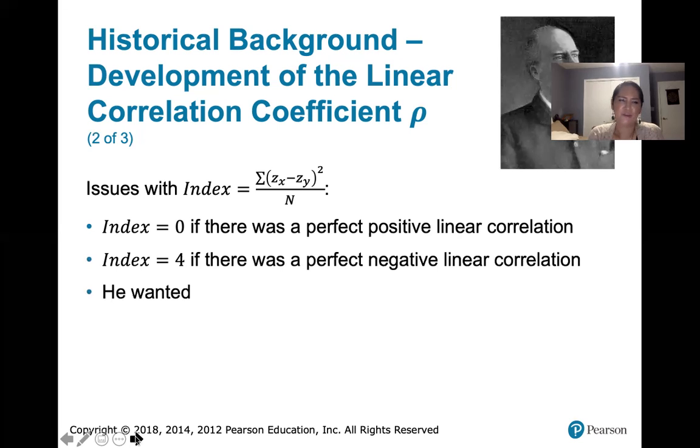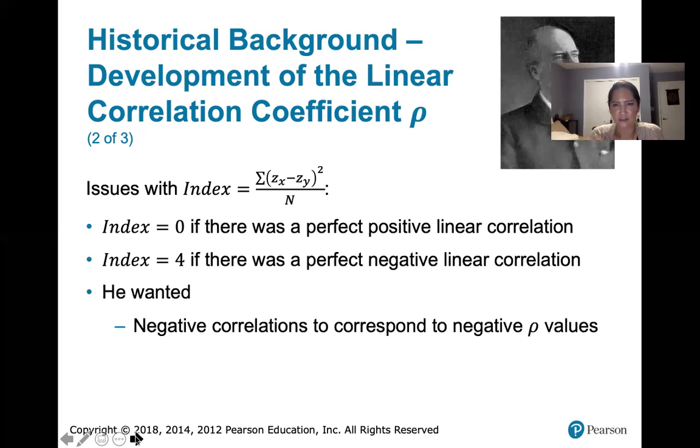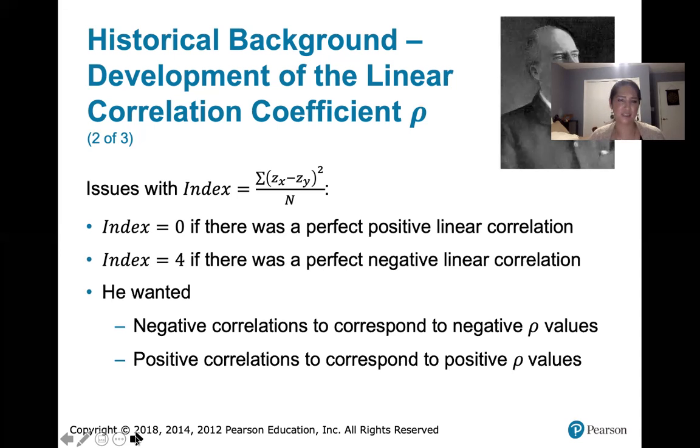He wanted it to be a little bit different. He wanted negative correlations to correspond to negative values of rho. Or in other words, he wanted equations describing the relationship between x and y that had negative slopes to correspond to negative values of his index, this linear correlation coefficient. And he wanted positive correlations, or relationships where the equation describing the relationship between x and y have a positive slope, to correspond to positive values of the linear correlation coefficient rho.